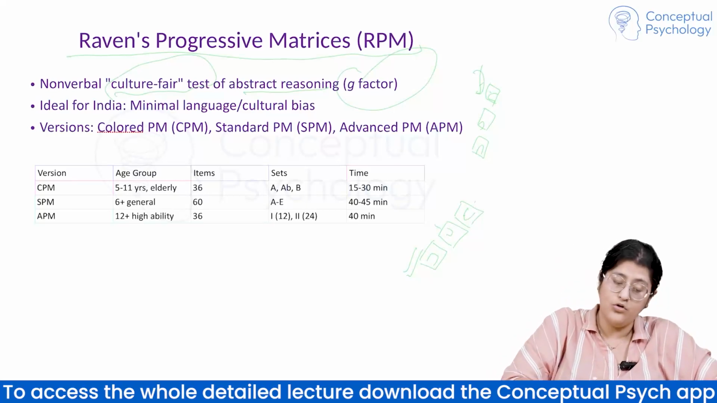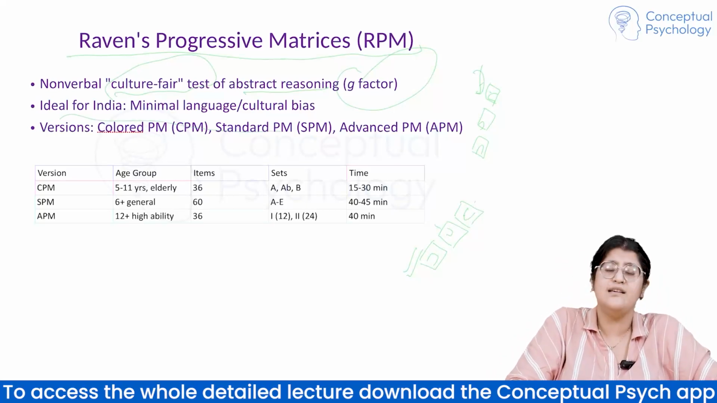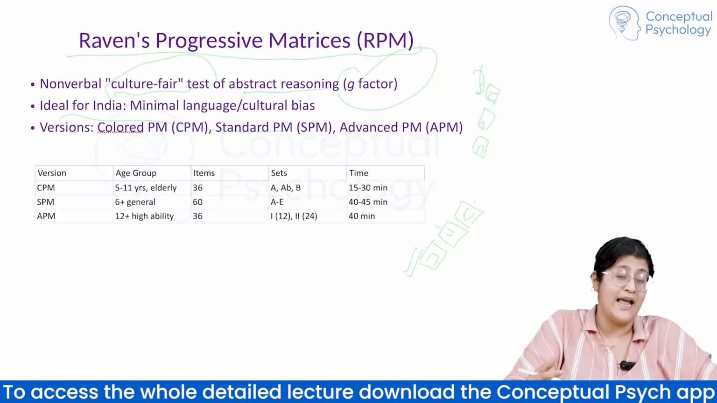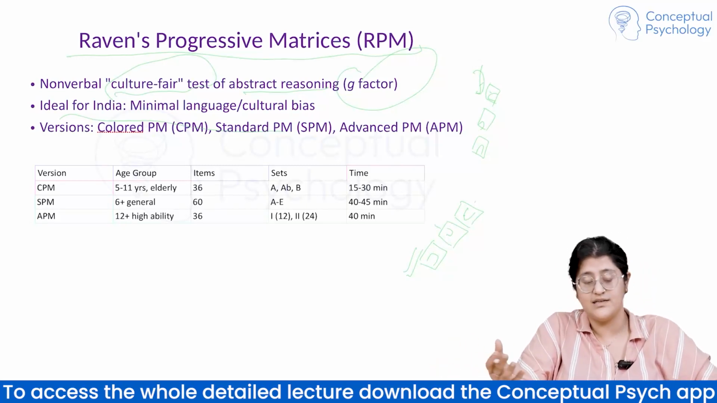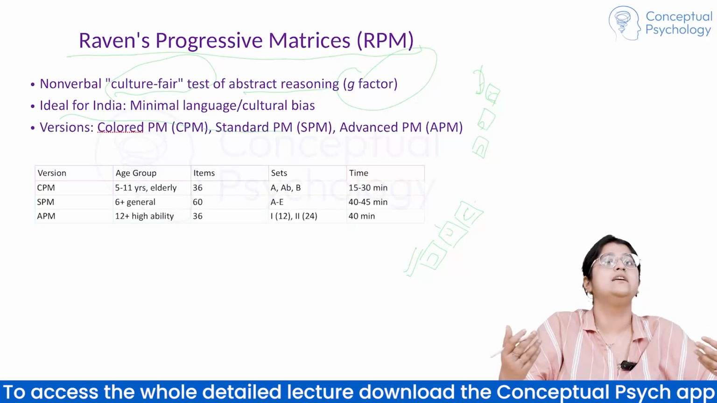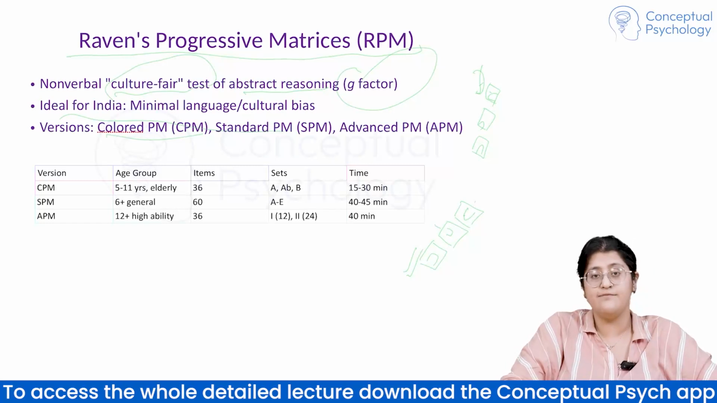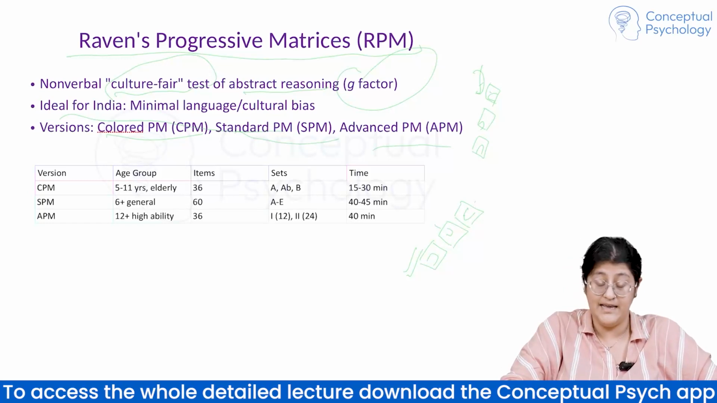Okay. Now, it is ideal for India. Why? Because it has minimal cultural bias. If there is a participant who is non-verbal or who has language issues or who is not very literate, then you can use this with a lot of confidence, right? So there are versions of it. There are colored progressive matrices or CPM, standard progressive matrices SPM, and advanced progressive matrices APM.